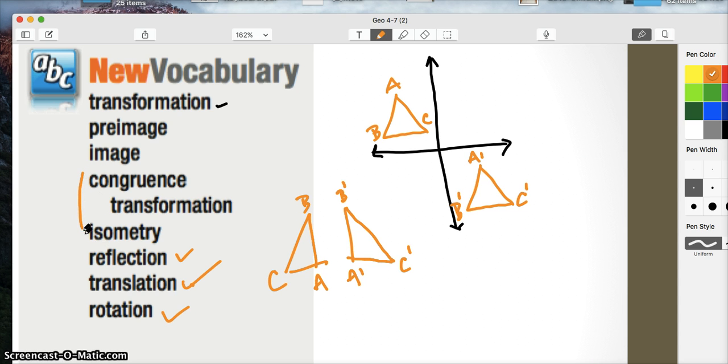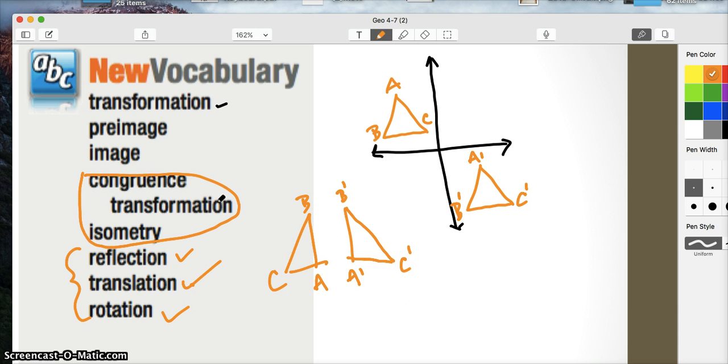Isometry is really the same exact word as congruence transformation. So all of these are considered transformations, right? A way to move your graph or change your graphs. But these graphs are particularly special because they are congruent, right? They cannot change sizes. So the congruence transformation is also called isometry. And transformation is really just the idea of reflecting, translating, rotating.